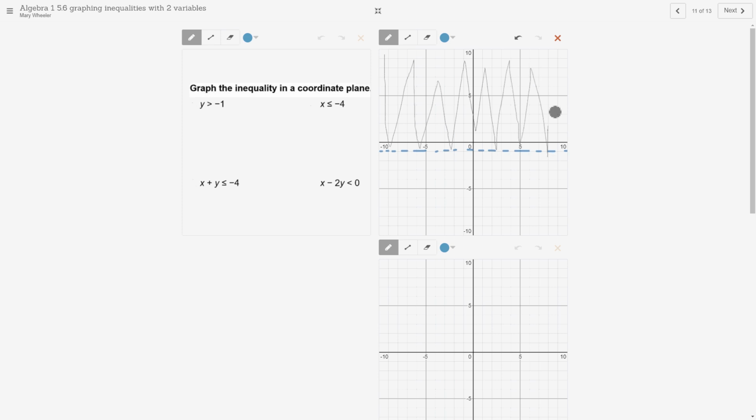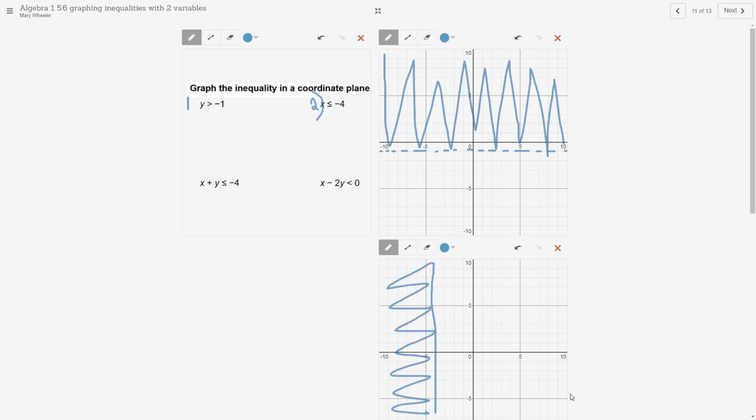The next one, right here, number 2, x is less than negative 4. Well, that's going to be a vertical line, and it's going to be solid. Imagine that that is a straight line. And it is less than, so you have to shade everything that's smaller. So you would do that.